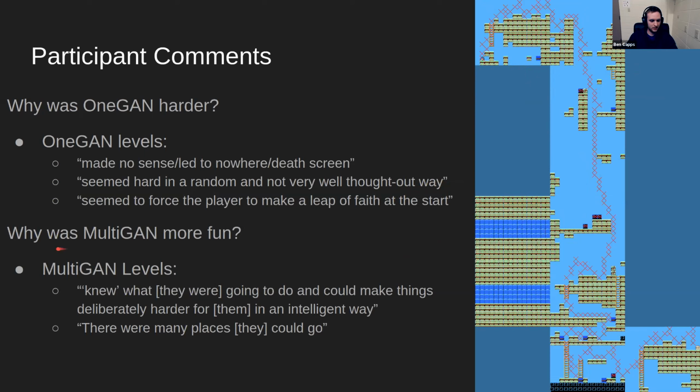So an overwhelming majority of participants thought the MultiGAN level was more fun because they knew what they were going to do and could make things deliberately harder for them in an intelligent way. And this is the MultiGAN. In the MultiGAN, there were many places they could go. And so unlike the OneGAN, where there are places you couldn't go, the MultiGAN levels were better at utilizing their space and allowing the player to traverse through the level completely.